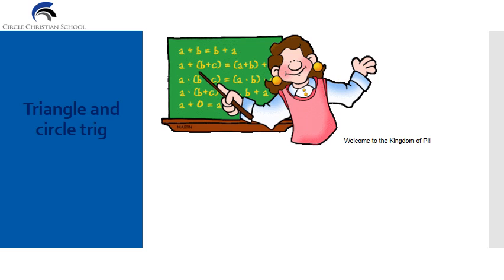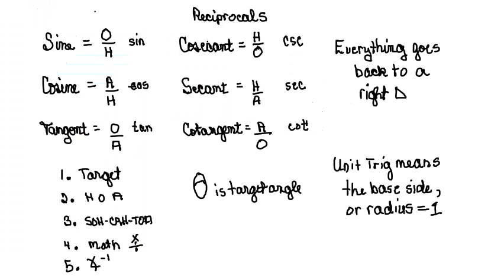Triangle and circle trig. Okay, trig ratios. Just a little reminder of what they look like. Sine, cosine, tangent: O over H, A over H, O over A. SOH CAH TOA. And of course the abbreviations, sin, cos, tan. The reciprocals are just little flippy jobbers here.